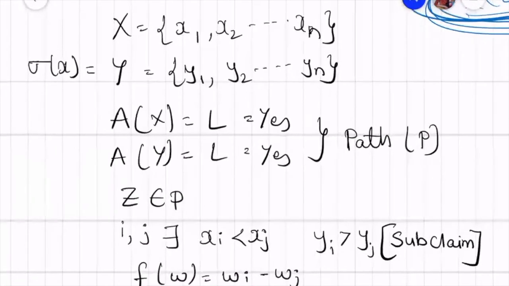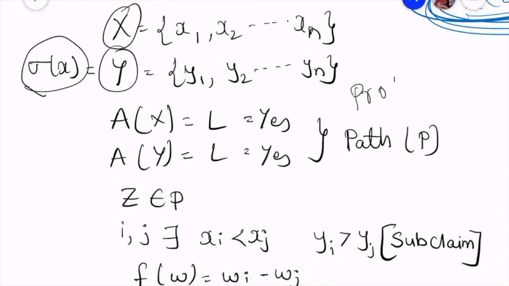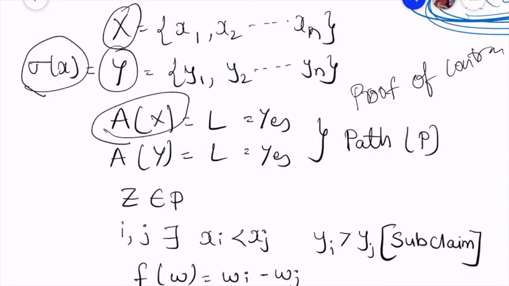Okay. So in this proof, we are considering X and Y. Y is a permutation of X. We are proving this by contradiction. For that, we are assuming that both instances reach the same leaf node. So we are considering that the answer of X is a leaf node, and the answer of Y is also the same leaf node, which is followed by X.